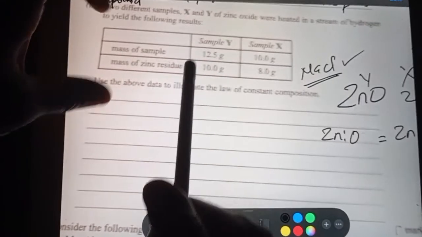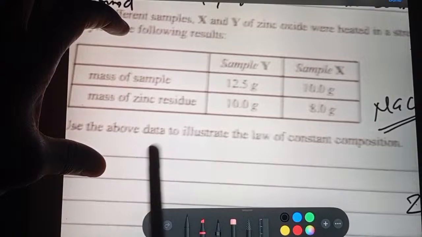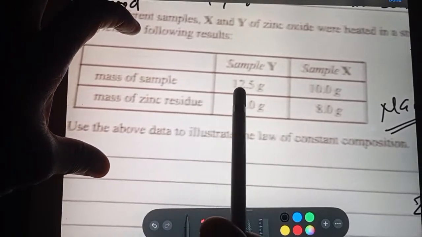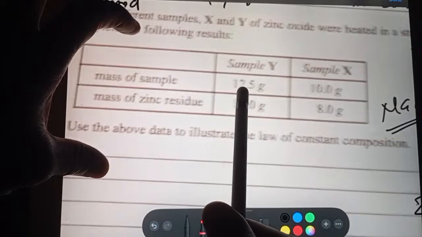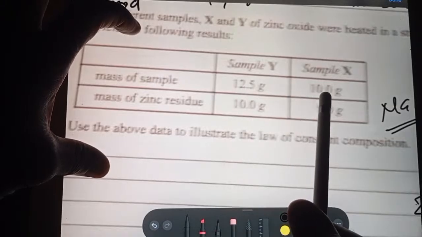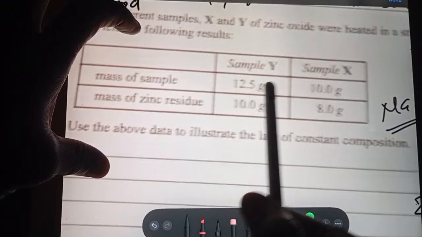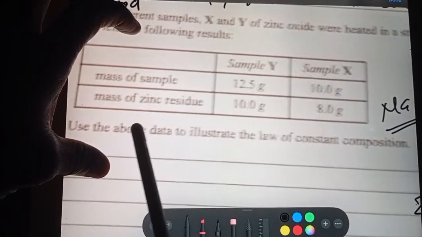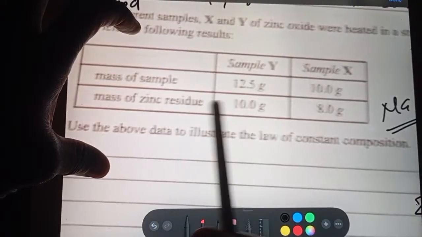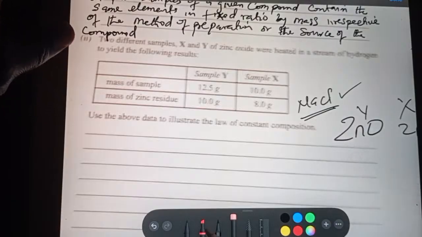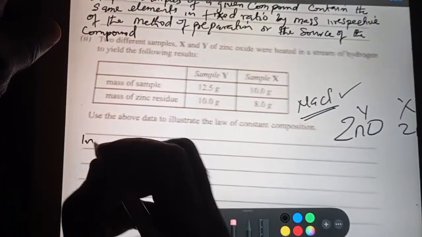Look at the mass of sample. The mass of sample is 12.5, meaning the mass of both the zinc and the oxygen is 12.5. But after heating it, the oxygen is driven away, collected by hydrogen to form water. The zinc remaining is 10. So in sample what? Permit me to clean off. So you just do your calculation. You say in sample what?